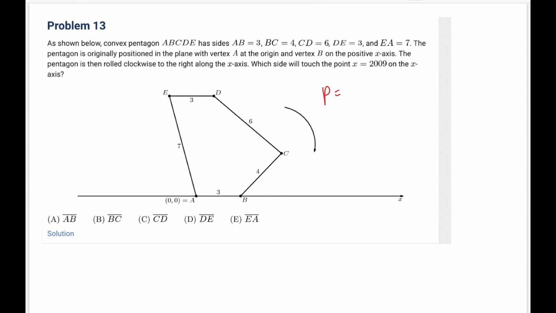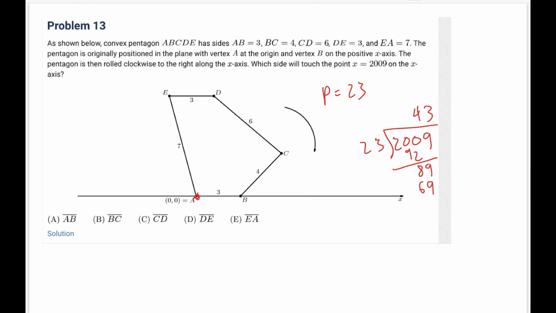Perimeter equals 23. And which side will touch the point x equals 2009? Okay, so we're starting from 0, 0, and so we have to divide 2009 by 23, to see how many revolutions that would make and how many points would be left. So this would be what is it? 4, 12, 92, 89. So this is 7. No. This is 3, 4, 3.